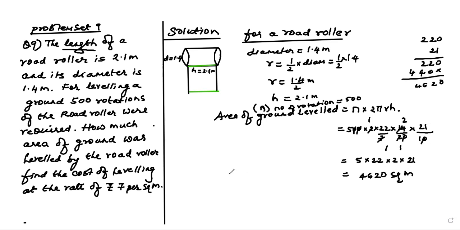So what is the area of the ground leveled, children? Area of the ground leveled is N into 2 pi r h. I'll just write down the formula once again, children.